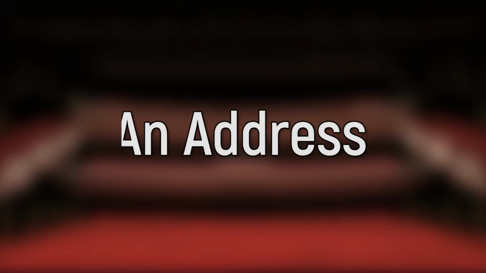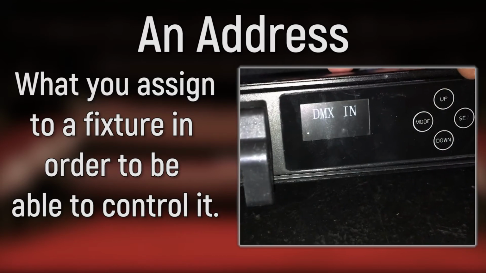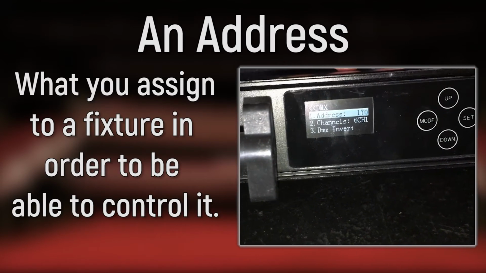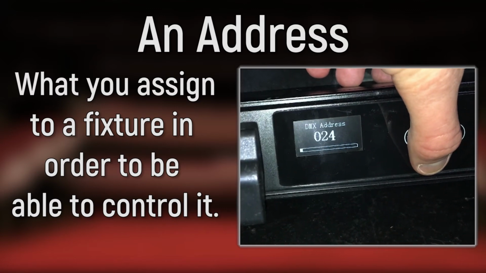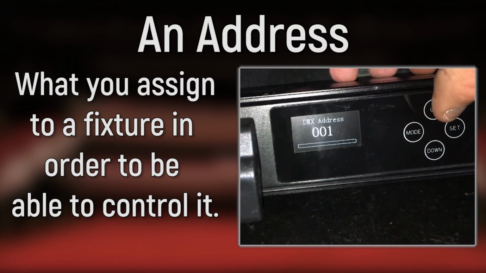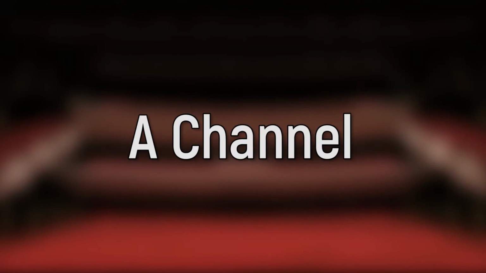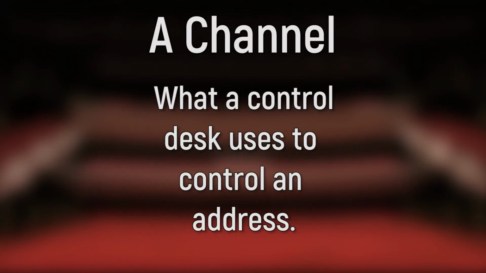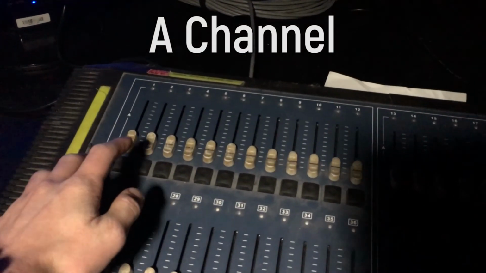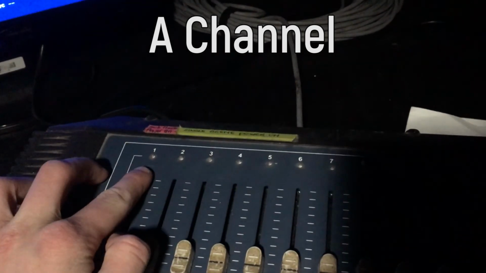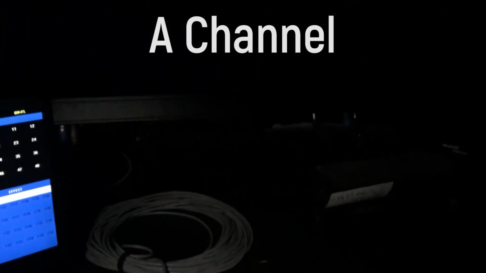An address. What you assign to a fixture in order to be able to control the fixture. This number ranges from number 1 to 512. A channel. A channel is what a control desk uses to refer to an address. For example, channel 1 on your lighting desk may bring up address 1, the red component of your first fixture.